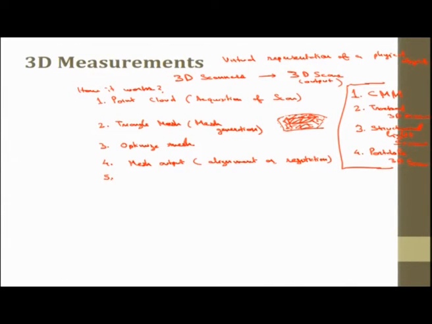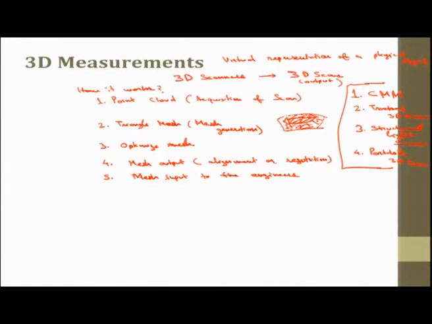After that, the mesh is input to the engineer workflows. I will put mesh input to the engineers. So this mesh goes to the engineers, and they can create a surface if they like out of that. They can create a solid model if they like. So these things can be created using this. This is the next step. So this mesh input goes to the engineers.